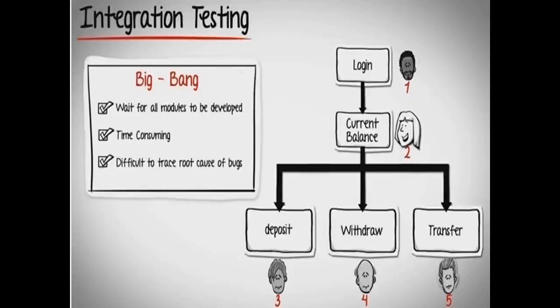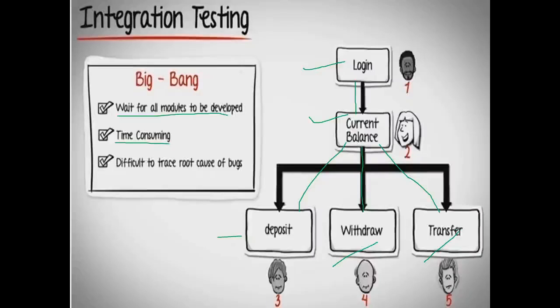See, we are taking the same example. This is module 1, module 2, 3, 4 and 5. All the modules and all the flows will be tested together: the flow from login to current balance, then from current balance to deposit, login to current balance and then to withdraw, and then to transfer. We wait for all the modules to be developed, but this will be very time consuming because we have to wait for all the modules to be completed.